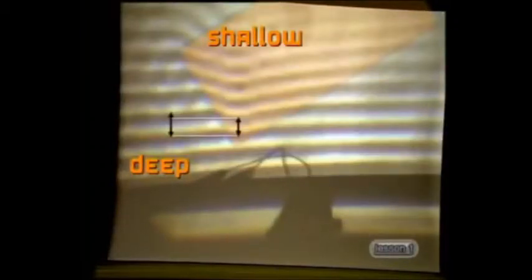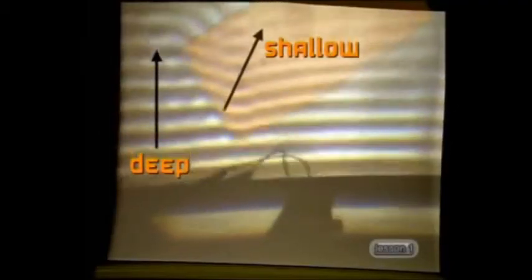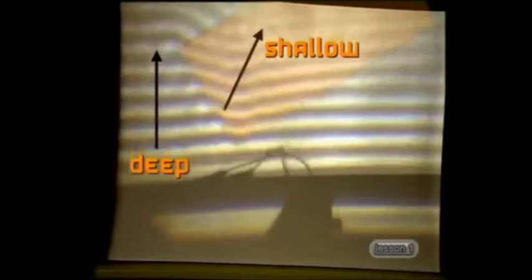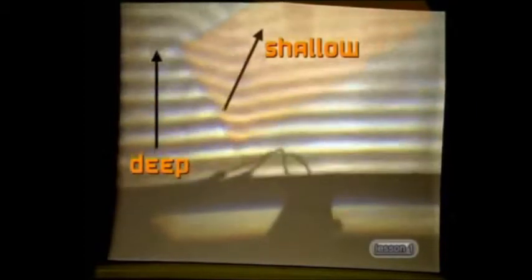I'm going to put a piece of Perspex in the ripple tank. The water is shallower above the Perspex and deeper where there is no Perspex. Watch what happens when water waves move from deep water into shallow water. Can you see that the distances between the shadows have decreased? This means that the wavelength has decreased. You should also be able to see that the angle of these shadows has changed, showing that the water waves have bent as a result of moving from deep to shallow water.